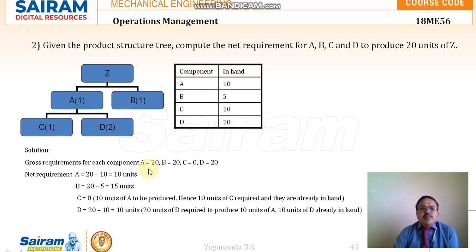So gross requirement of A is 20, B is 20, C is 0, D is 20. Net requirement of A calculated is 10 units, B calculated is 15, C is 0 and D is calculated as 10 units. So for the given product structure tree and available materials, the gross requirement and net requirement of the components are calculated.